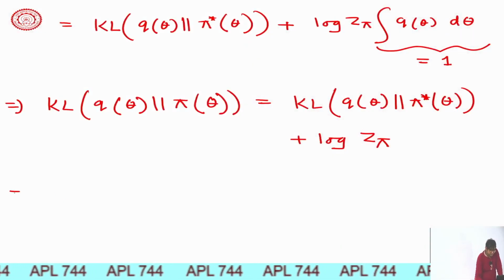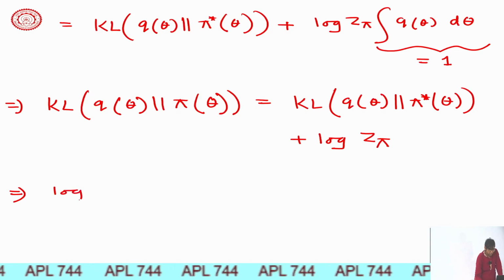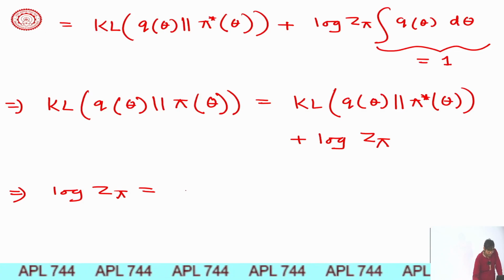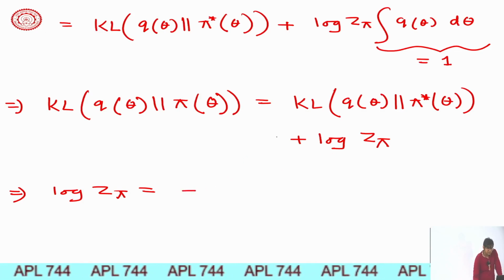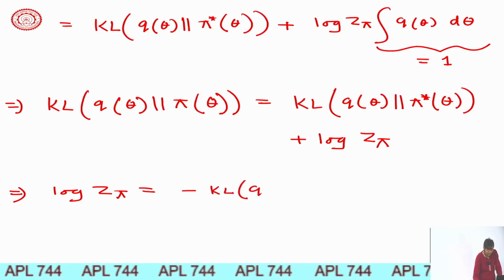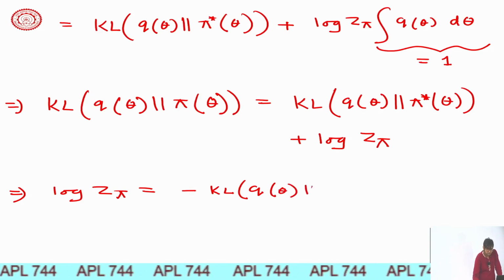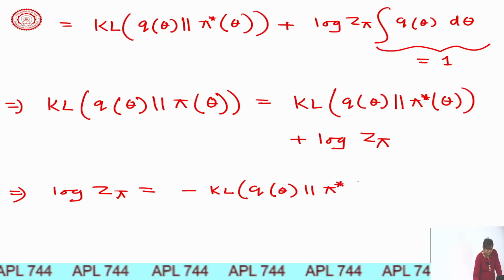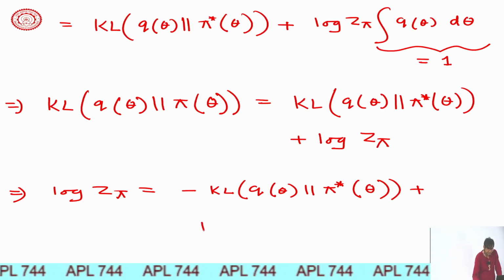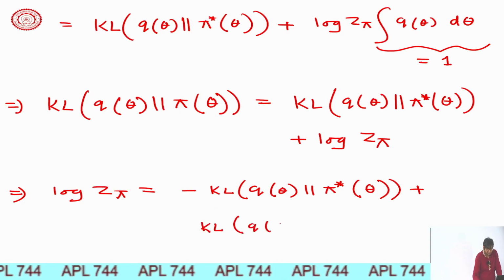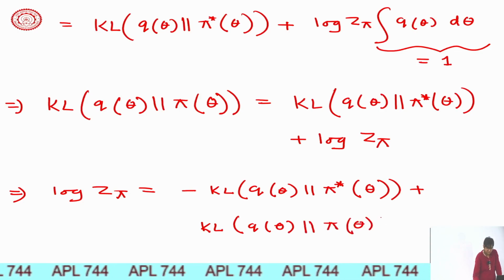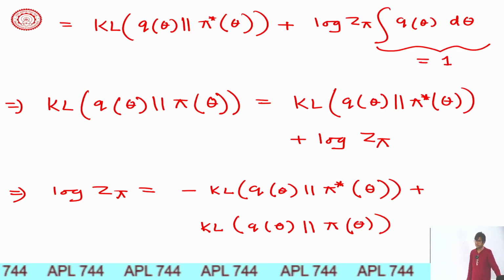So this implies log of z pi is equal to minus KL q theta and pi star theta plus KL q theta and pi theta. Clear?